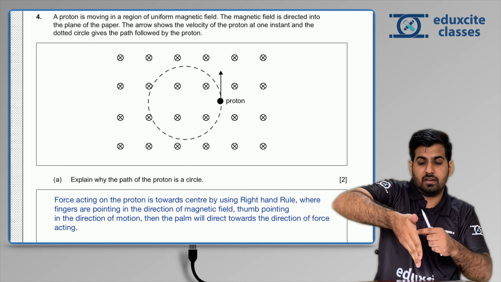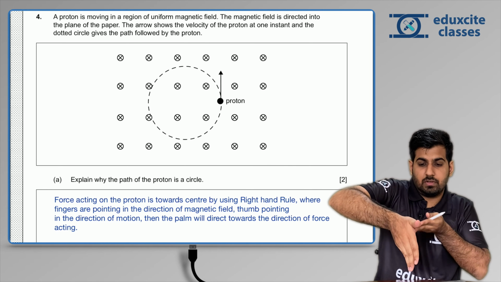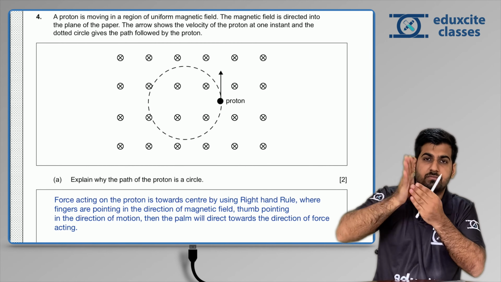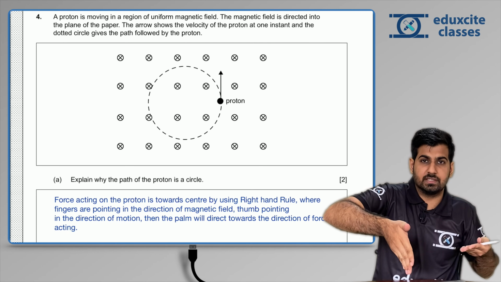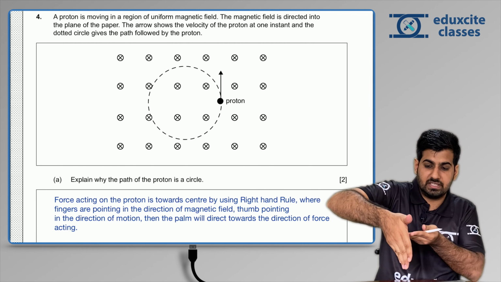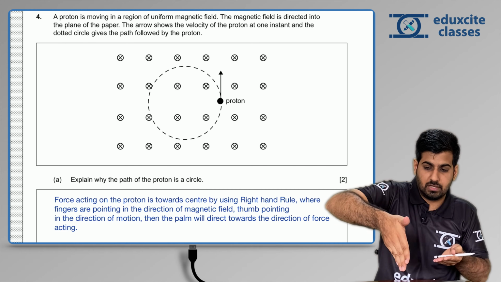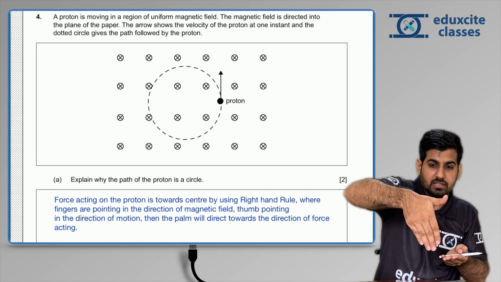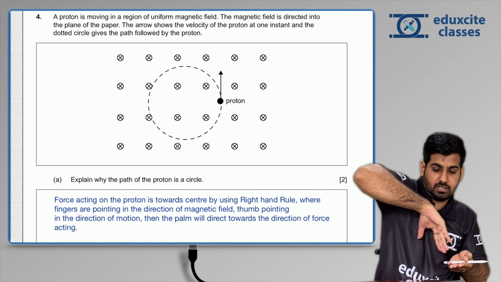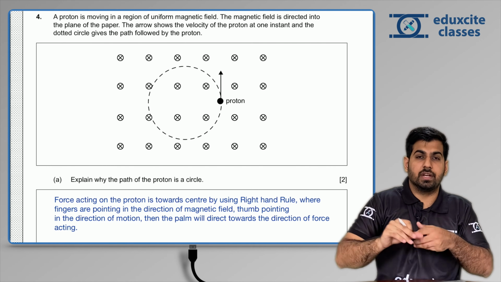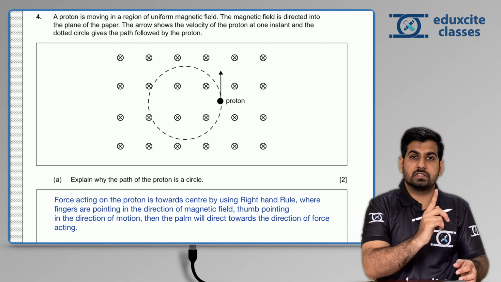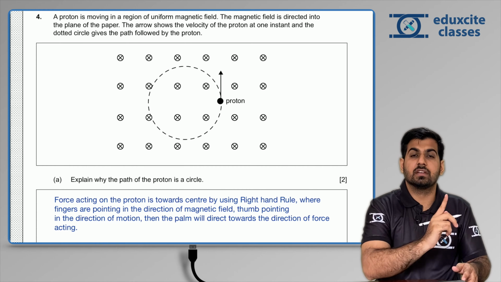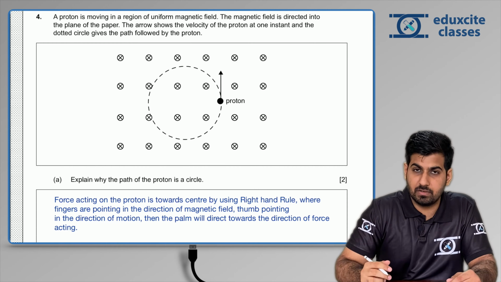So you can see my hand. The magnetic field is going downward. Proton is moving in this direction. So the palm will show the direction of the force exerted on the charged particle. So you can see here the proton, the force is coming towards the center. Also when you move in this direction, then again here, here. So all the forces will be towards the center. So that is why it is moving in a circular motion, that is a centripetal force.